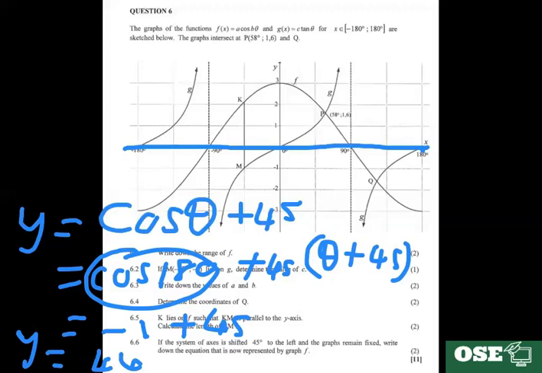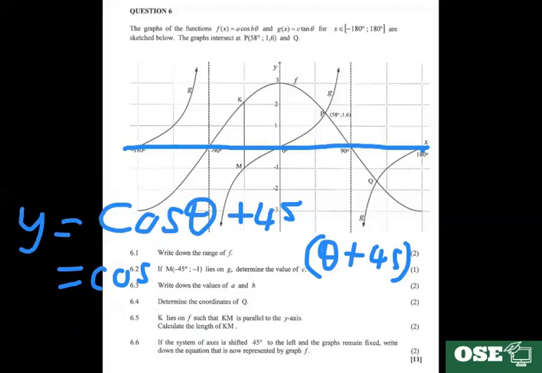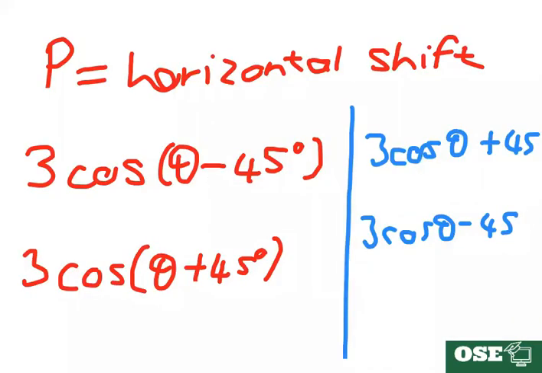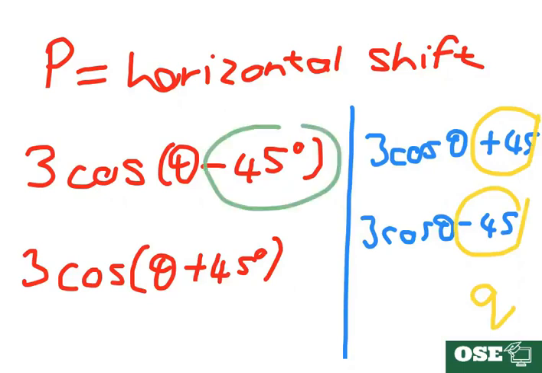Yes, ma'am, it makes sense. Let me do this. So the blue here, the plus 45 and the minus 45, is the Q. Here, the minus 45 and plus 45 plays the role of P. I hope that makes sense. Yes, ma'am.